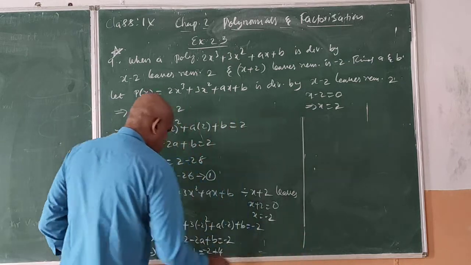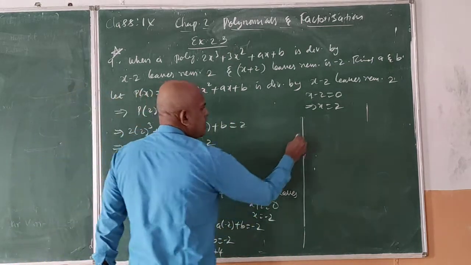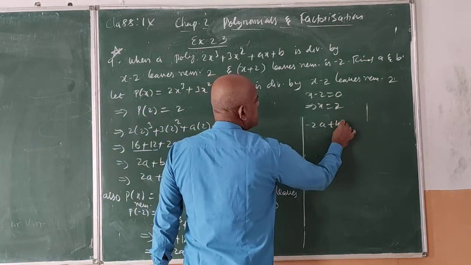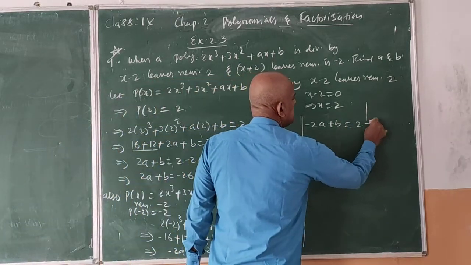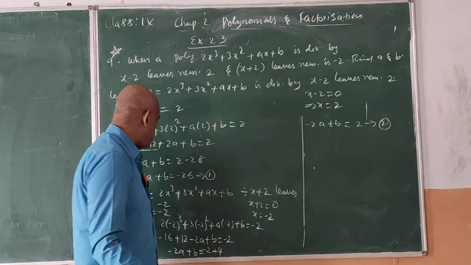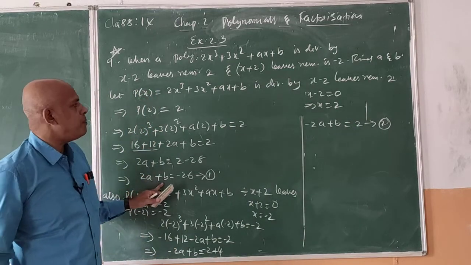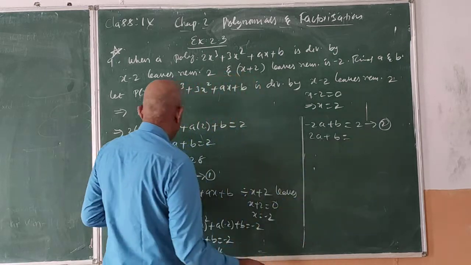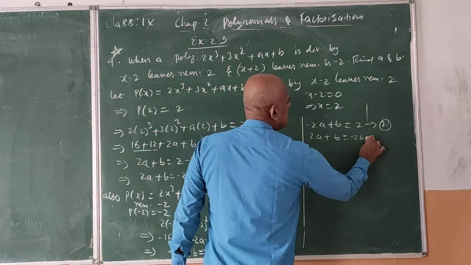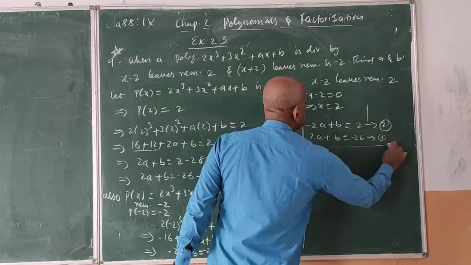Plus 4. Now what happens here? Minus 2a plus b is equal to 4 minus 2, which is 2. This is equation 2. Already we got equation 1. What is equation 1? 2a plus b is equal to minus 26. Equation 1. So we have to solve here.